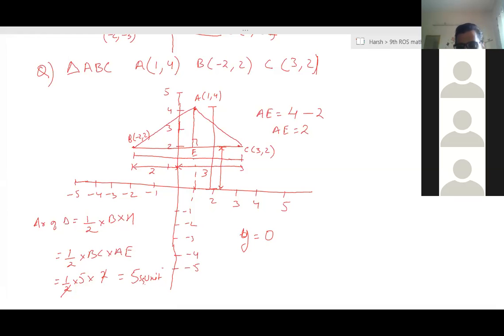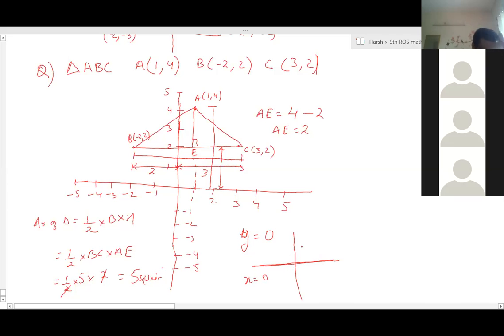Any other answer? So y equal to 0 is the equation of the x-axis. It means the point lies on the x-axis. If I say y equals 0, it is the x-axis. So Tarun, what is the equation of the y-axis? x equal to 0. Yes, x equals 0 is the equation of the y-axis.